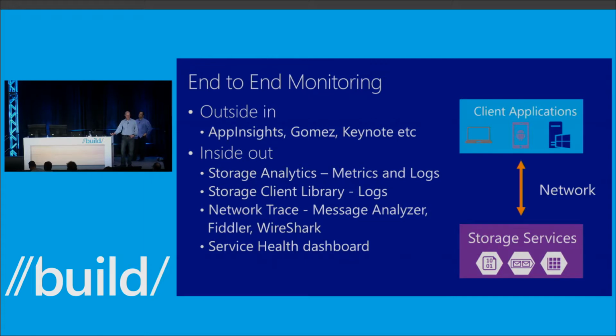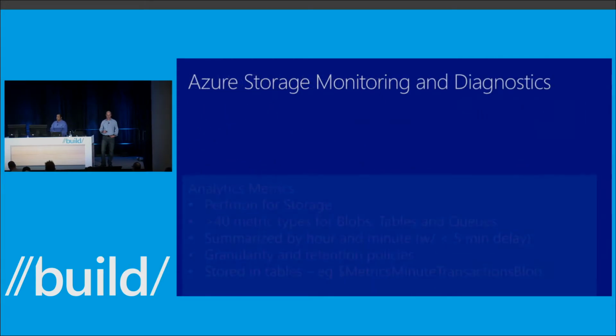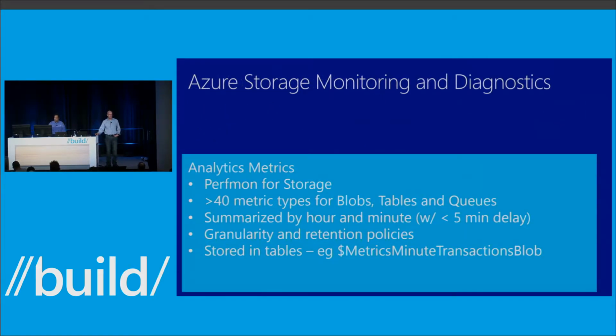Then there's inside out, and this is what I'm going to spend the majority of the time talking about, whereby within your application, you've instrumented it such that you can monitor, raise alerts, and then investigate as necessary. The storage platform has 2 sets of capabilities, metrics and logs, that we'll walk through. Our client libraries also include logging that you can enable should you need to. At times, you may need to look at what's going on in the network, and we'll talk a little about some tools that are useful for that. And if you think there are issues with a particular workload or its availability, the Azure portal has a service health dashboard. So the first thing I'm going to talk about is metrics.